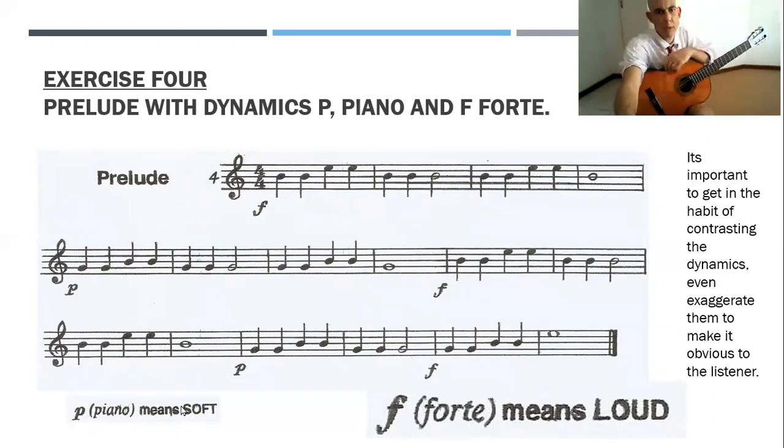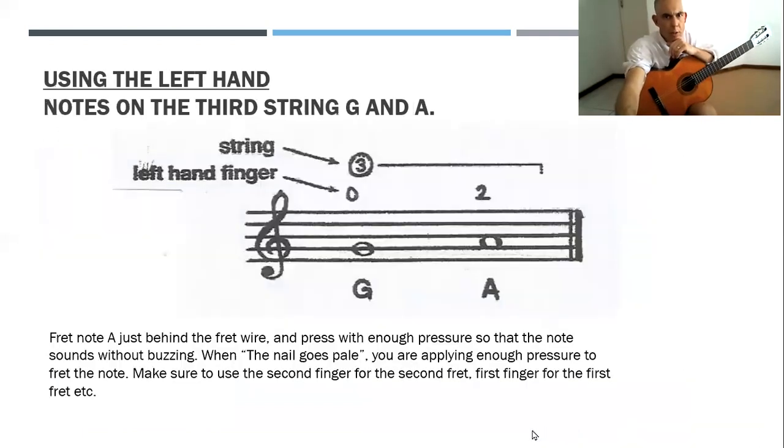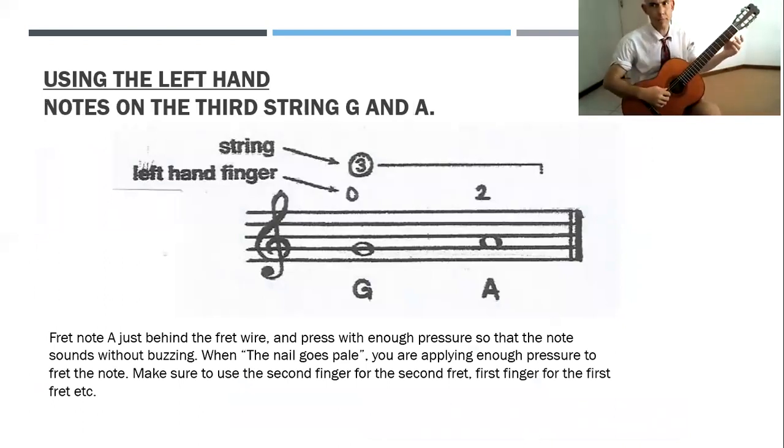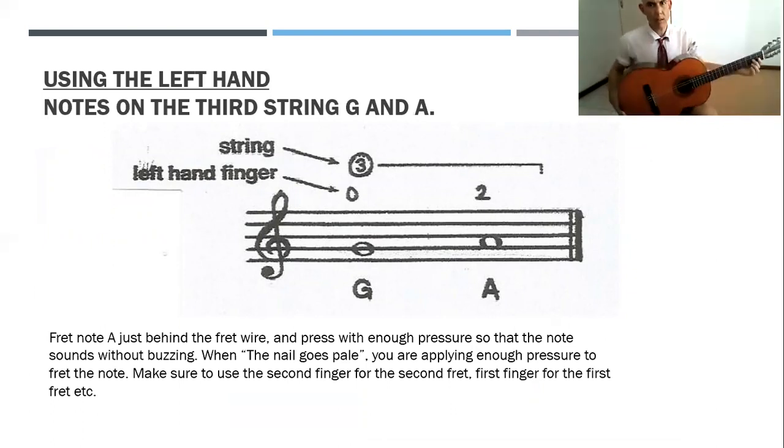So piano means soft, forte means loud. Using the left hand, notes on the 3rd string, G and A: open G, 2nd finger on the A. Always keep the thumb behind the fretting fingers like a crab pincer movement.